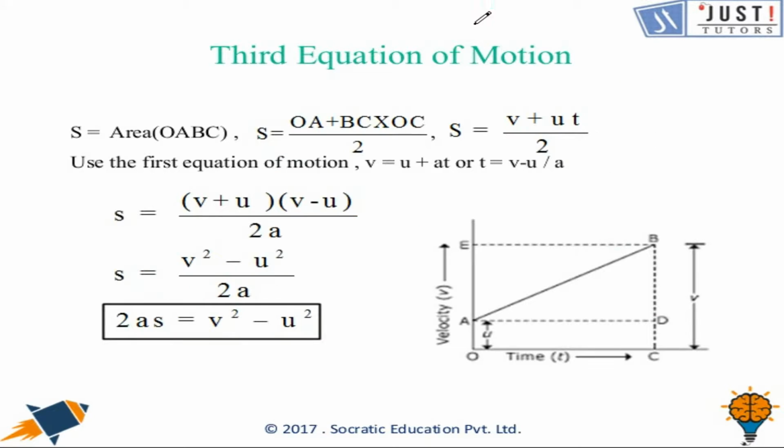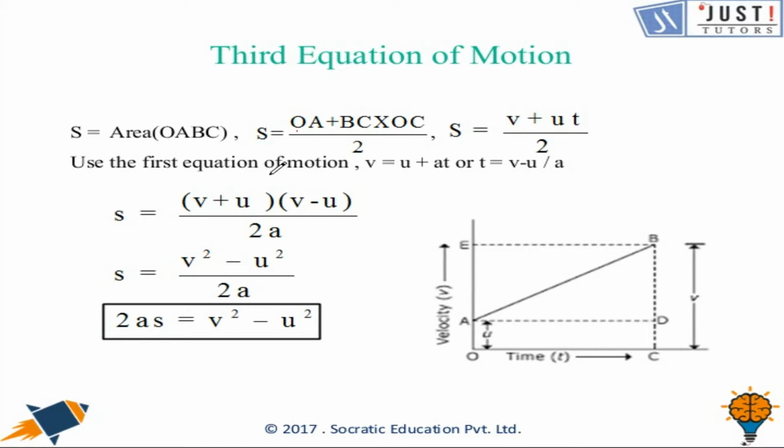Now let's move on to the third equation of motion. From the same velocity time graph, distance traveled by the object in the time t and moving under uniform acceleration a is given by the area enclosed by OABC, this whole one. So how can we work out for this? Again, s is distance traveled, OA plus BC times OC over 2. So by this we can get s is equal to (v plus u) t over 2.